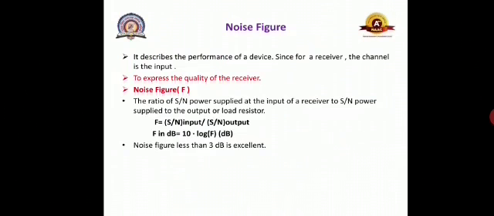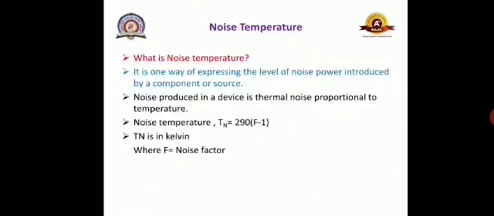So as already told, an amplifier or receiver will always have more noise at the output than at the input. This is due to the fact that the amplifier or receiver generates internal noise, and along with the signal, noise also gets amplified. The SNR at the output will be less than the SNR at the input, and therefore the noise figure is always greater than 1.